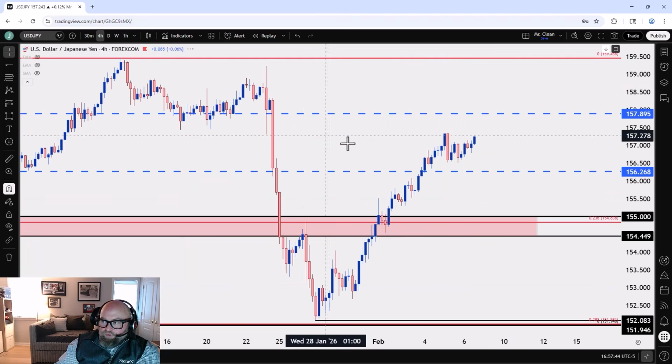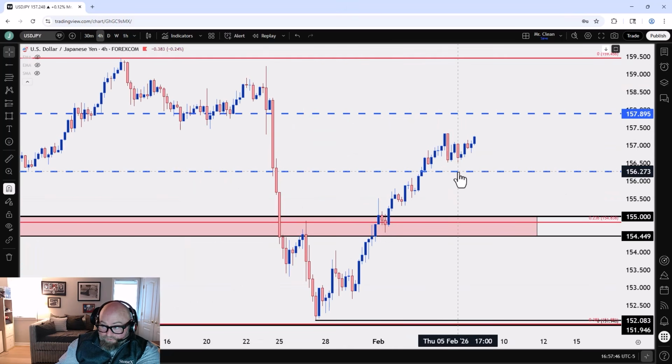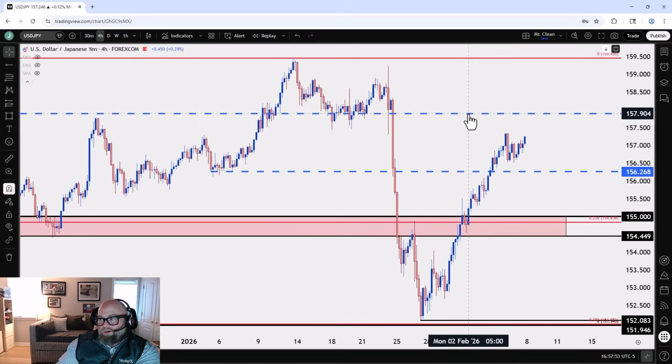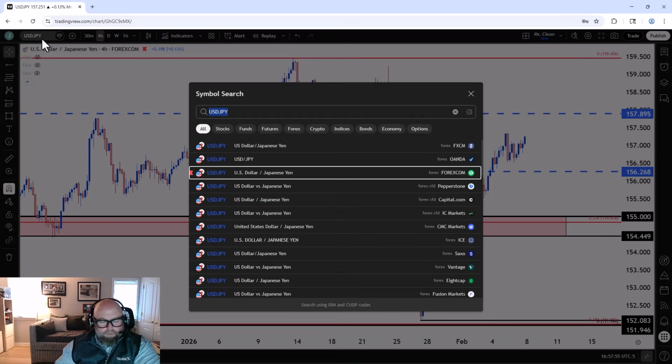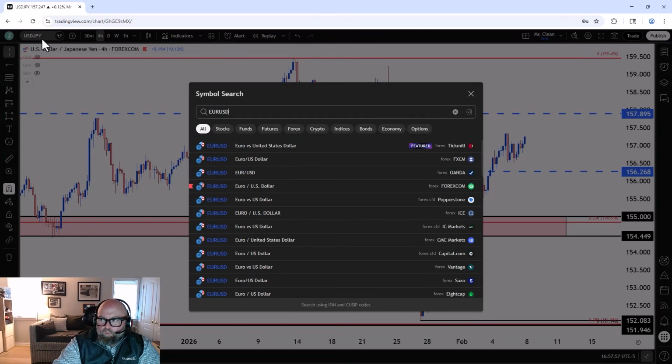Shorter term, I think it could be justified down to 156.27. But after we get above this resistance around 158, that's where it starts to feel kind of dicey. I've got another pair for dollar strength I'm going to look at in a moment, but now let's look at scenarios of USD weakness.